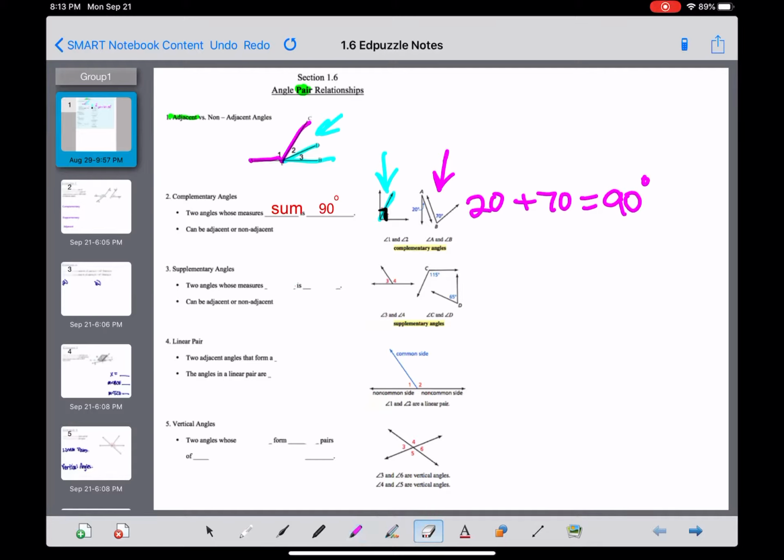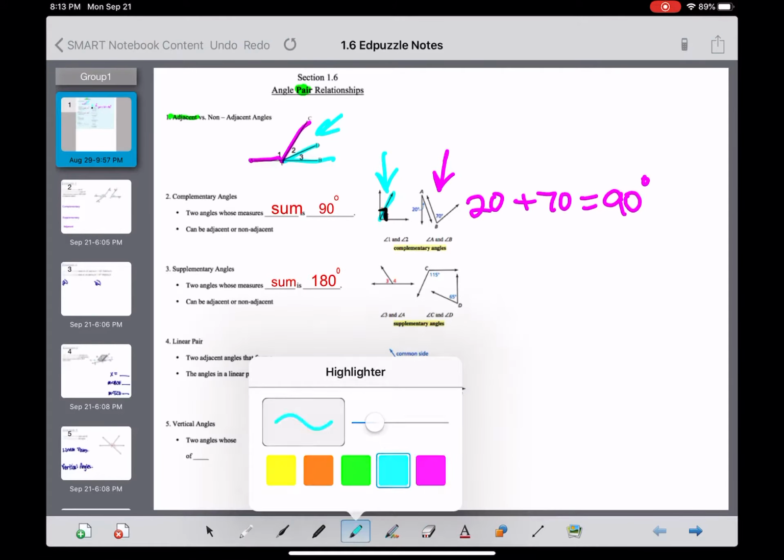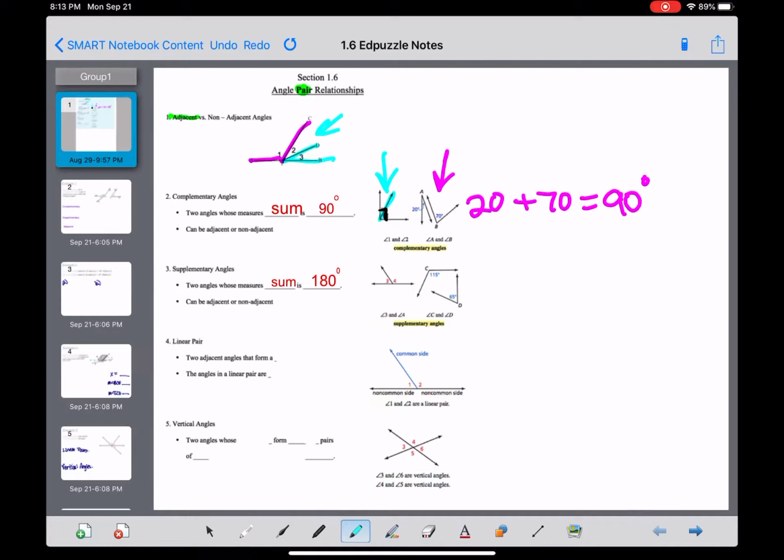Supplementary angles are two angles whose sum is 180 degrees. Once again, they are able to be adjacent or non-adjacent. Our first example is adjacent because they have that common side, and it's also a straight angle, which we know is 180 degrees. Our second pair is non-adjacent. They do not have a common side. However, 115 plus 65 is 180 degrees, which makes them supplementary.